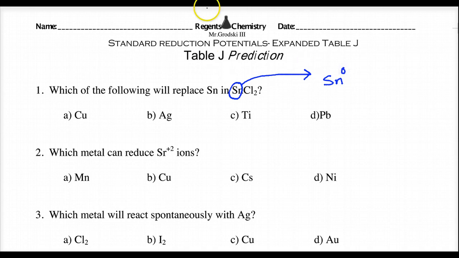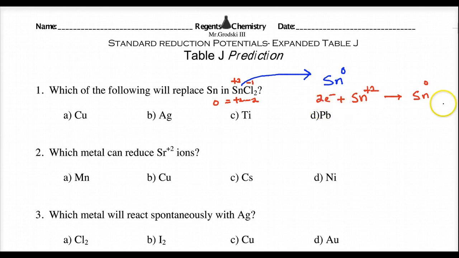Think with me for a second. Tin in tin chloride is what charge? Well, we know each chlorine is -1. There are 2 chlorines, so it's -2 overall. So the overall charge is +2. Each tin is +2. So what we're saying is, who's going to help make the tin +2 that's in the compound become tin zero? Well, of course, this is reduction. Its charge is going down because it's gaining 2 electrons.